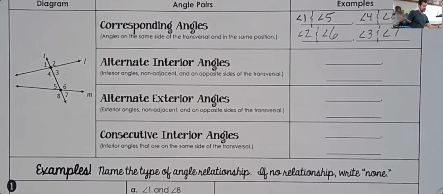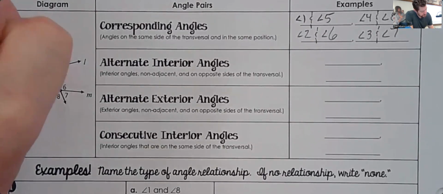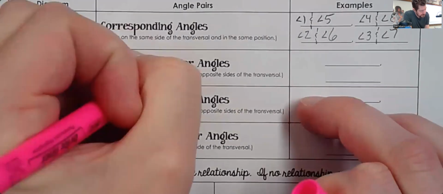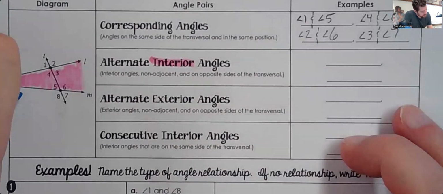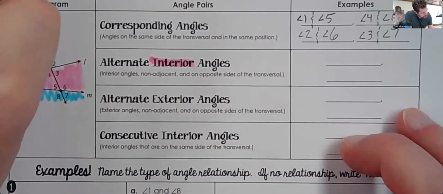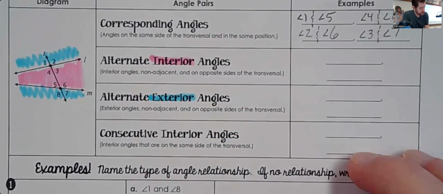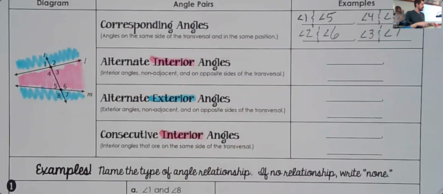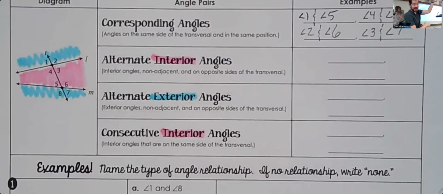The next ones, I'm just going to go ahead and do a little shading here with my highlighter. So first of all, the pink, everything in pink, those are interior. I'm going to go blue out here. Those would be exterior. So the angles that are in between the two lines, the ones that are on the inside between the two lines, those are interior. The ones that are outside the two lines are exterior. There's 4 in between, 3, 4, 5, and 6. There are 4 on the outsides, 1, 2, 7, and 8.